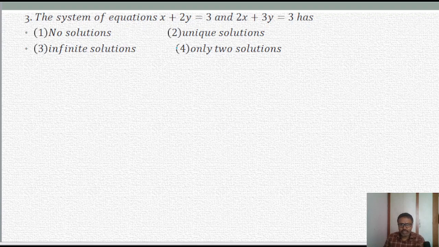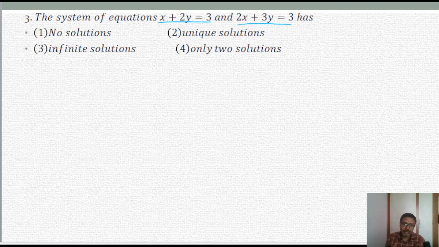The system of equations x plus 2y is equal to 3 and 2x plus 3y is equal to 3 has: no solution, unique solution, infinitely many solutions, or only 2 solutions. By looking at the system of equations, I can say these are not parallel lines. Are they coincident lines? No, they are not parallel, they are not coincident. Then there exist only 2 possibilities on the plane. For a simultaneous linear equation, they must intersect, otherwise they must be parallel.